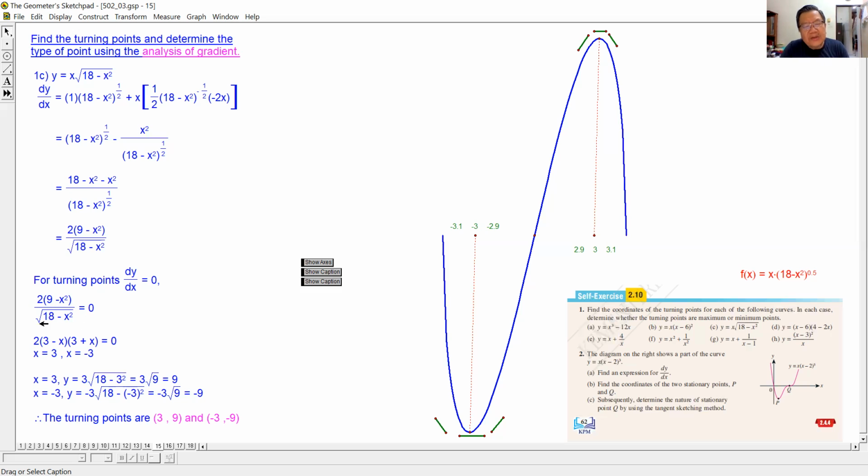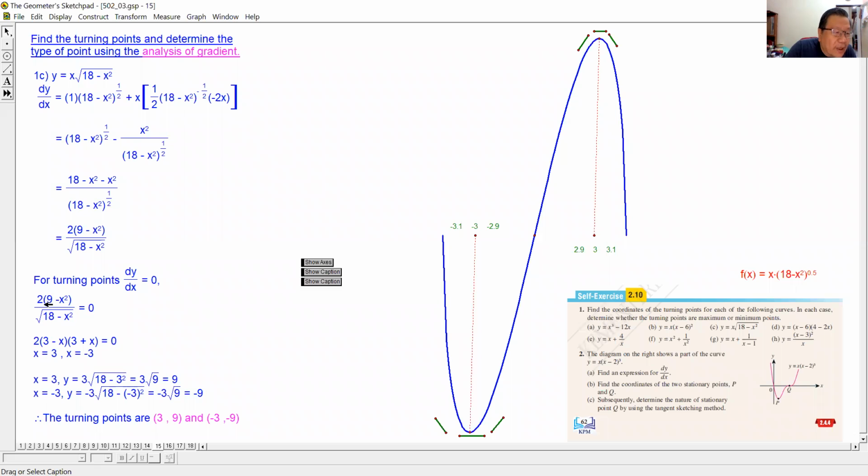Now why is the bottom not 0? If the bottom is 0, then you will get infinity, or you get undefined. You won't get 0 there. So this function will be 0 only if the numerator is 0. The denominator can be anything. So you don't equate the denominator equals to 0.